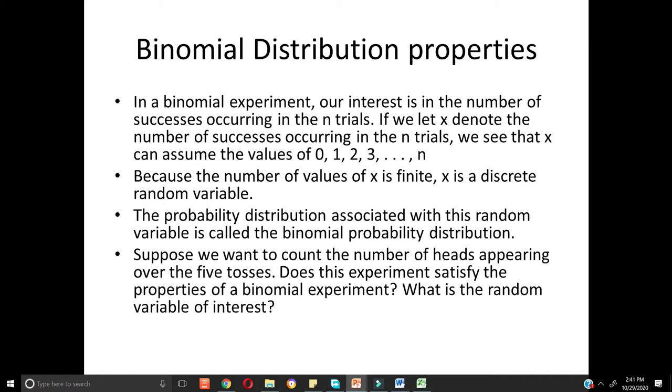So this is basically what I've been talking about. If you look at the coin example, if you want to count the number of heads appearing over 5 tosses, we can actually enumerate this result, and because of that, we refer to this as a binomial experiment.